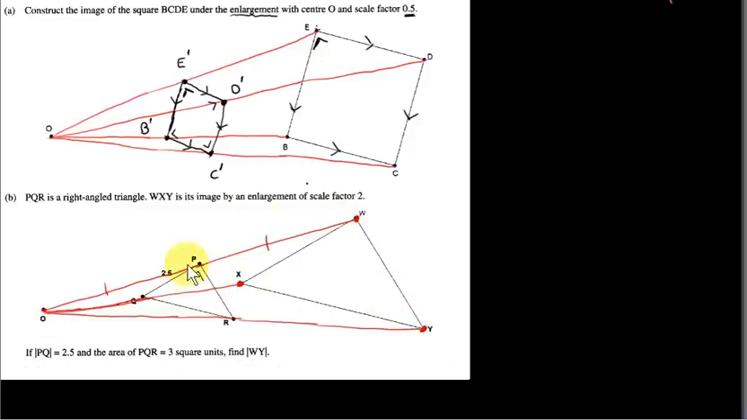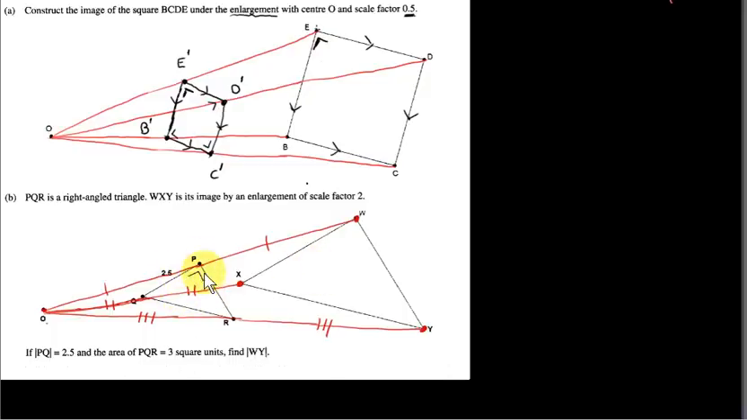So we would make OP equal to PW, we would make OQ equal to QX, and we would make OR equal to RY. Well, this would be R prime, it's called Y here. And then we just join them up. That's how we construct the image of a triangle under an enlargement.